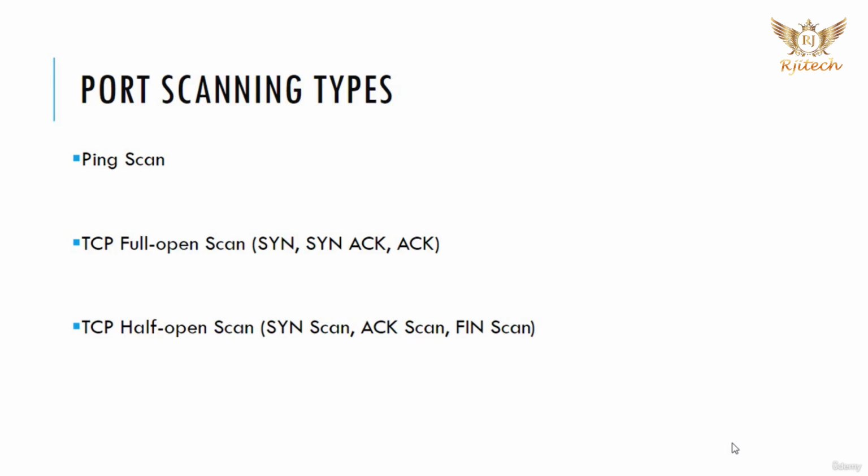Or you can use the half open scan that sends SYN packets and only receives the response. In this type of scanning, you do not need to achieve the three-way handshake completely. You can achieve it partially, by sending SYN or ACK or FIN and receiving one response. There is no need to receive the full response of the full open scan, so that is why it is called the half open scan type.